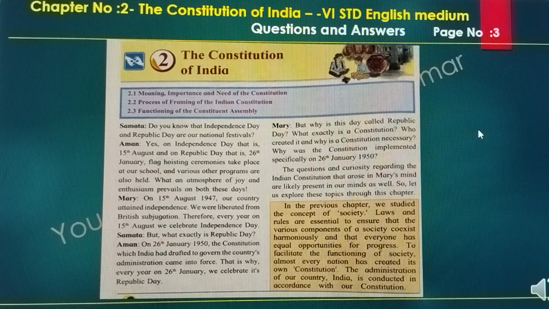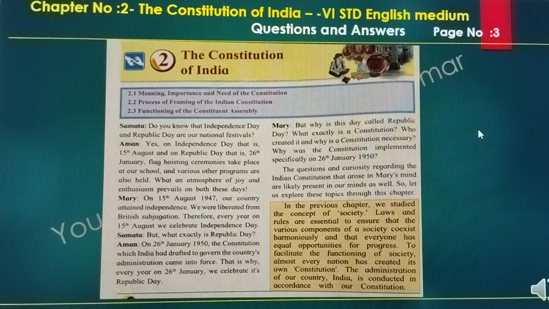But why is this day called Republic Day? What exactly is the Constitution? Who created it and why is a constitution necessary? Why was the Constitution implemented specifically on 26 January 1950? The questions and curiosity regarding the Indian Constitution that arose in Mary's mind are likely present in our mind as well. So let us explore these topics through this chapter.